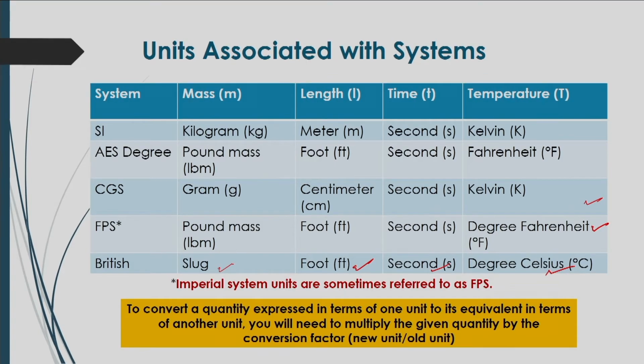That factor is, if you are considering a new system based on an old system, you have to multiply by a factor of new unit by old unit. So, to convert a quantity expressed in terms of one unit to its equivalent in terms of another unit, you need to multiply the given quantity by the conversion factor. By that conversion factor you can easily calculate the unit for any variable quantity.